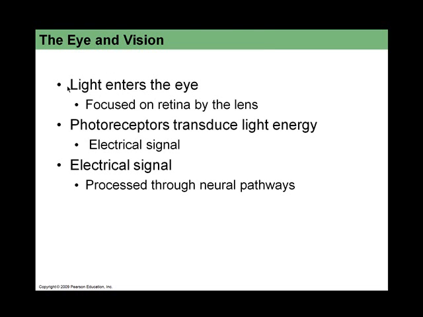So the light enters the eye, as we know, and it's focused on the retina by the lens. So this is the basic arrangement, and then the photoreceptors will transduce the light energy into an electrical signal, a biological property, as we know, that will be processed through the neural pathways.